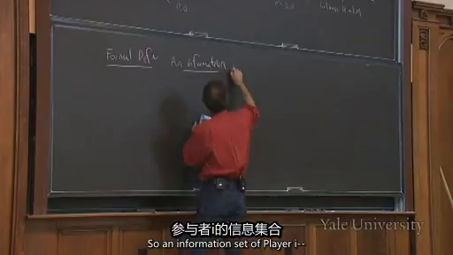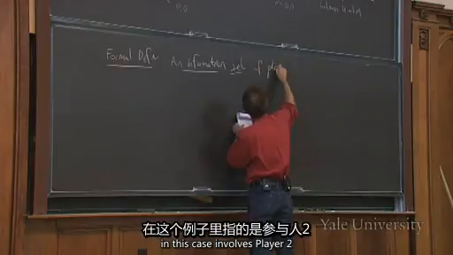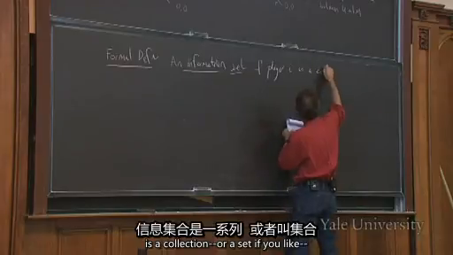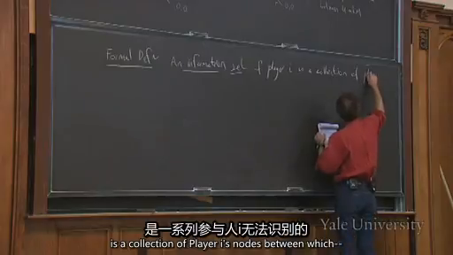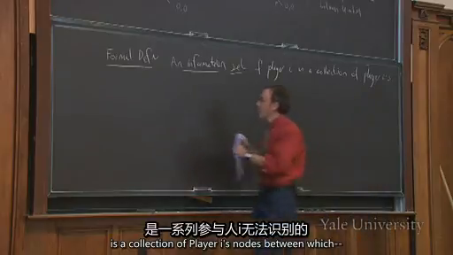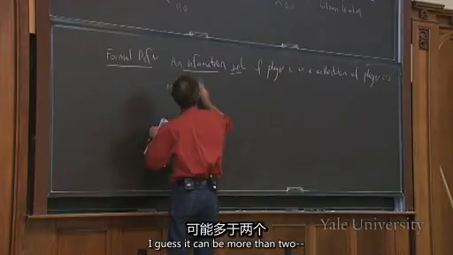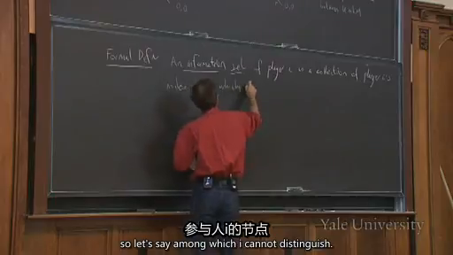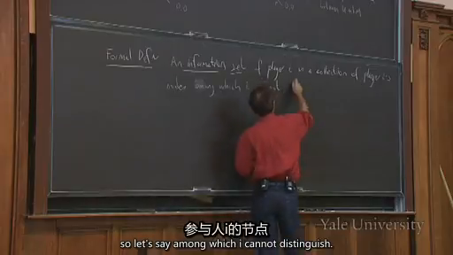So an information set of player I, in this case above player 2, but more generally of player I, is a collection, or a set if you like, of player I's nodes between which, well, I guess it can be more than two, so let's say among which I cannot distinguish.